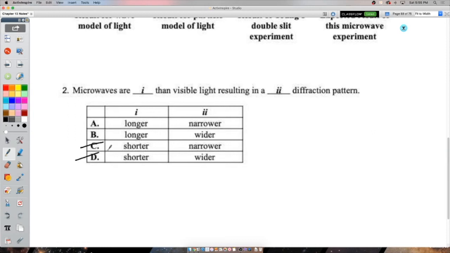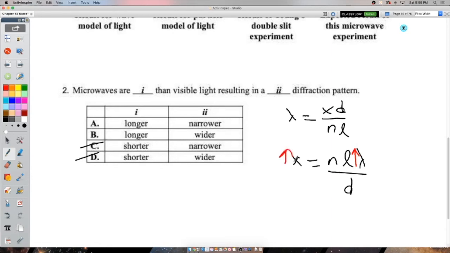Now we just have to decide, would that result in a narrower diffraction pattern or a wider diffraction pattern? Would the bright spots be more spread out or less spread out compared to light? Again, we can use our handy dandy approximation, lambda equals xd over nl. They're essentially asking about x. So if microwaves have a much larger wavelength, what happens to x? Aha, x gets bigger, right?